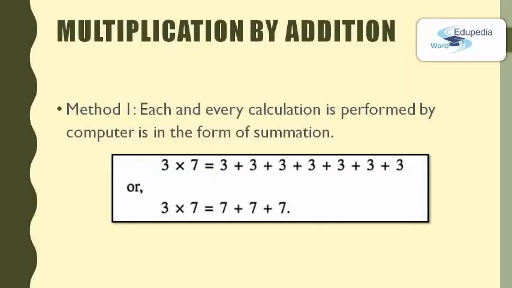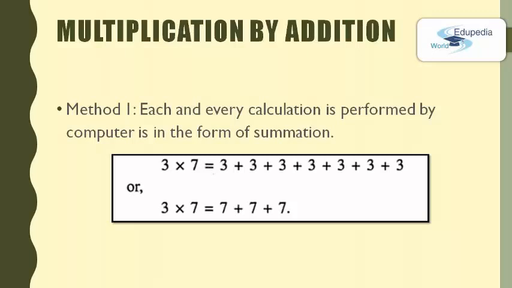As you already know, computers can do only additions. So each and every calculation is performed in the form of a summation. If we want to multiply, say, 3 multiplied by 7, then it will find the result either by adding 3, 7 times, or 7, 3 times. And also, these calculations will be done using their corresponding binary values.